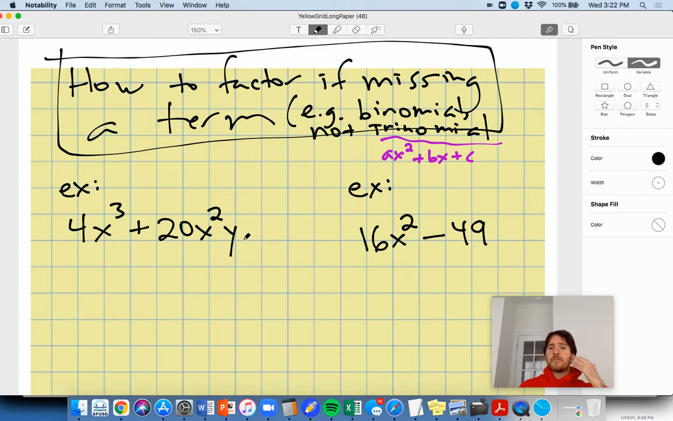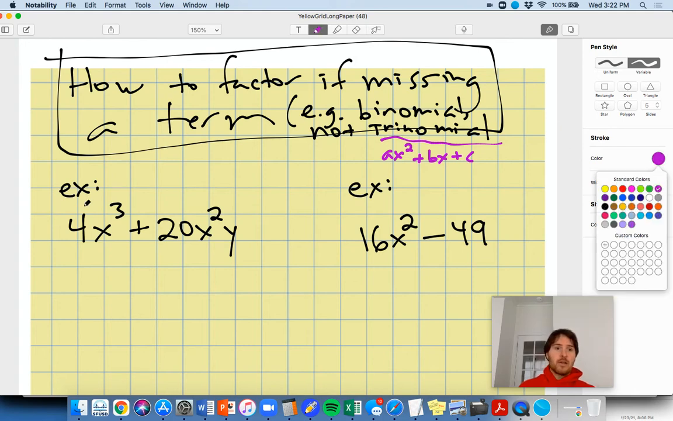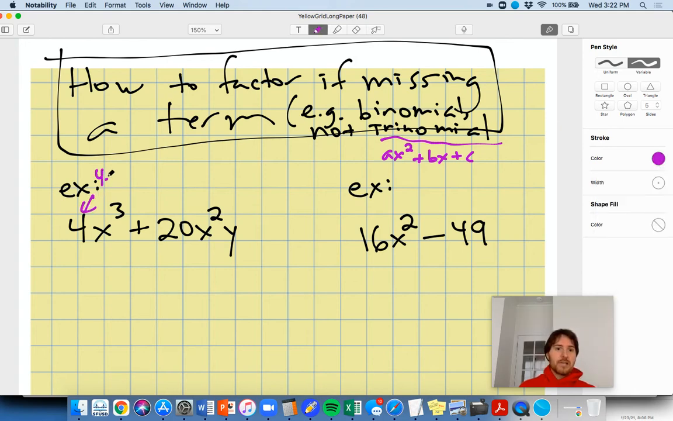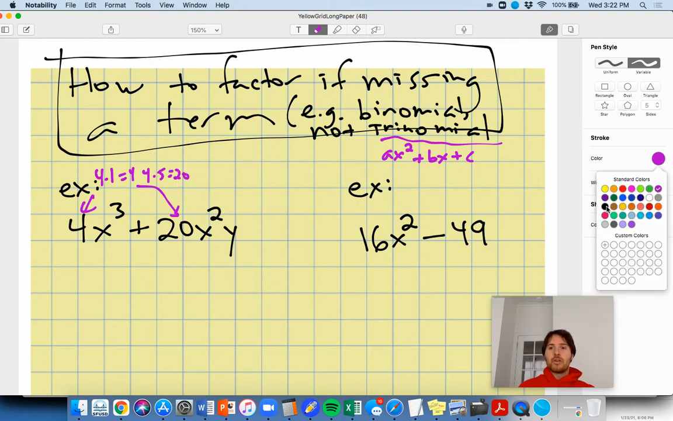You should ask yourselves the same question for both of these. First of all, I can factor a two-term thing if a common factor exists between the two terms. And here we certainly have common factors, because 4 times 1 equals 4, but also 4 times 5 equals 20. So what can we do? We can factor out a 4. We shouldn't forget to do that.